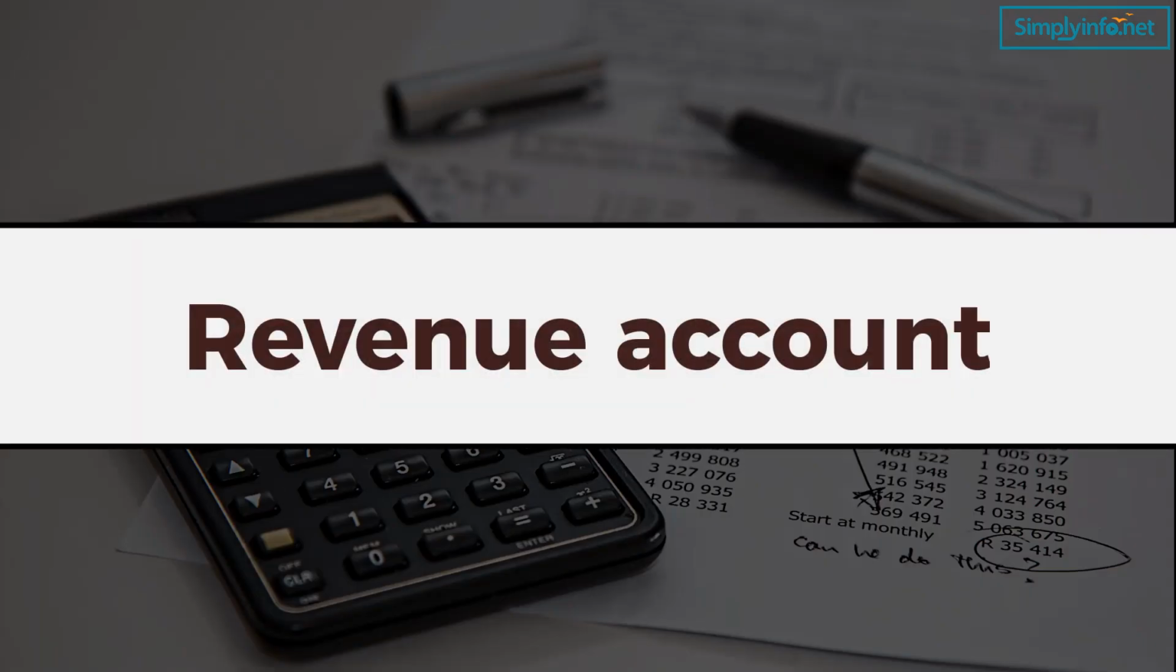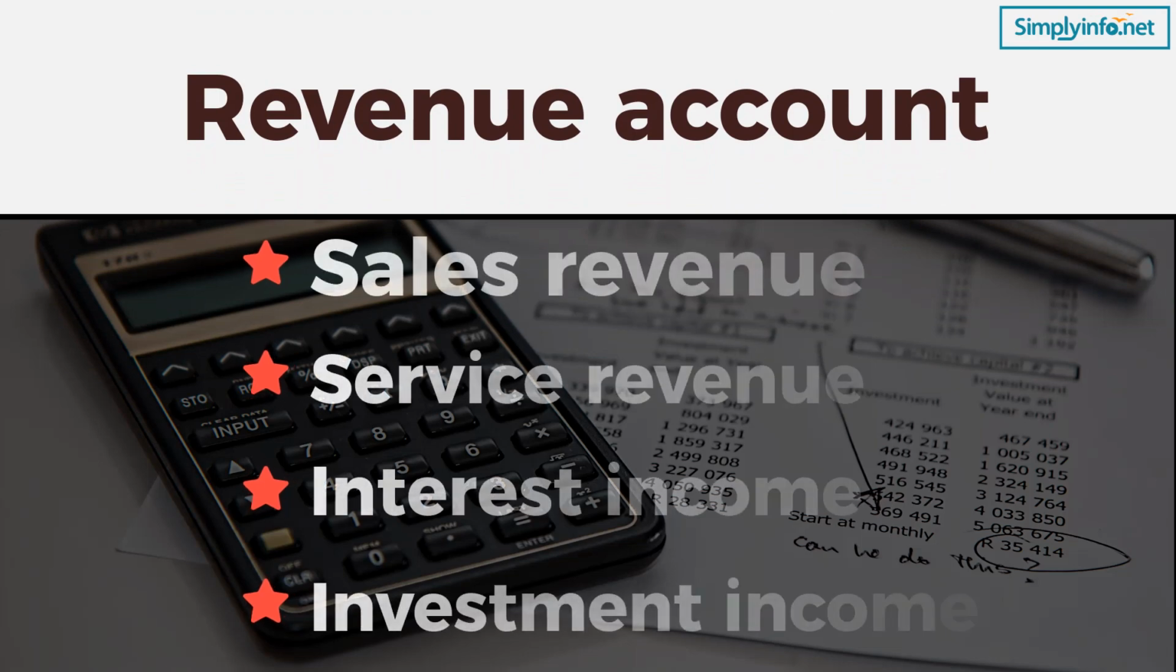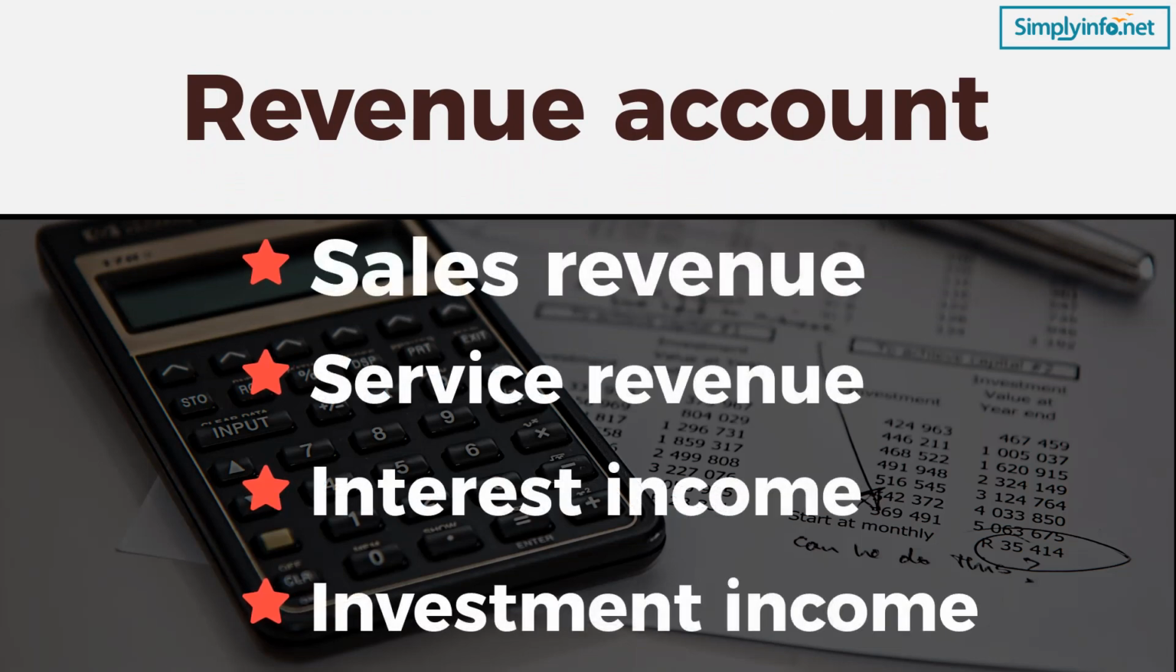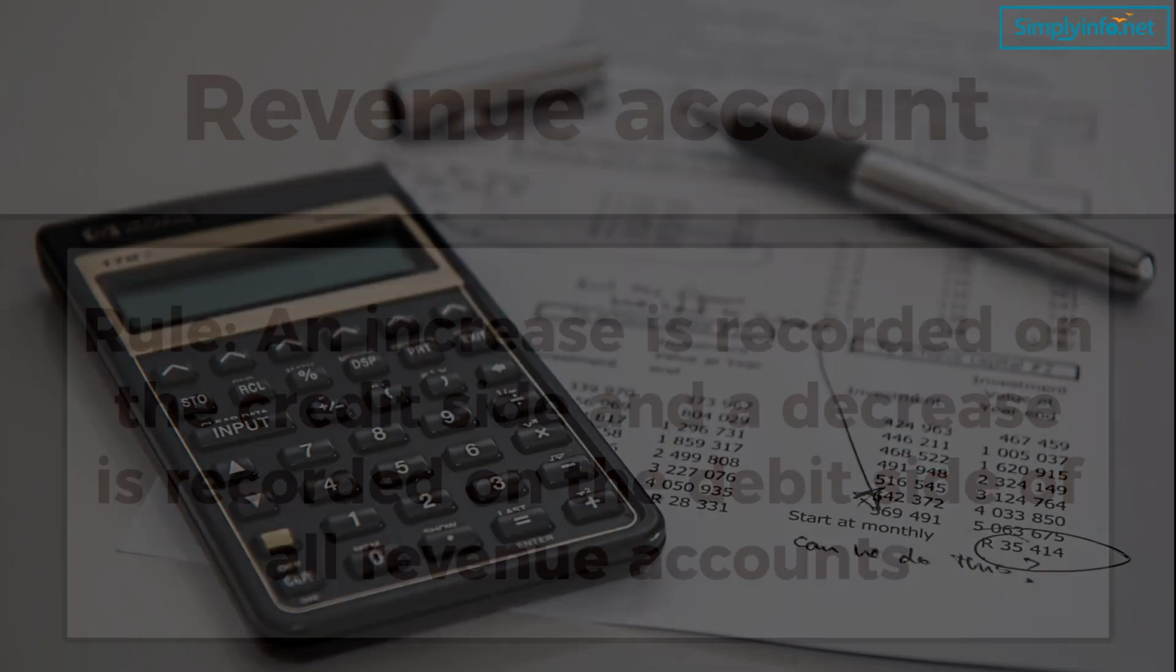Number 3. Revenue or income account. This shows the income earned by the company from the sale of products and services or interest from investments. Examples of the revenue accounts are sales revenue, service revenue, interest income, investment income. Normal balance credit. Rule: an increase is recorded on the credit side and a decrease is recorded on the debit side of all revenue accounts.